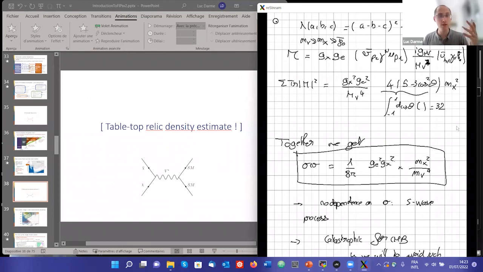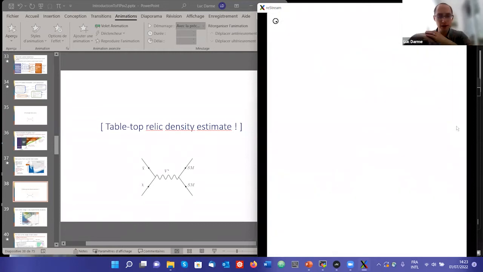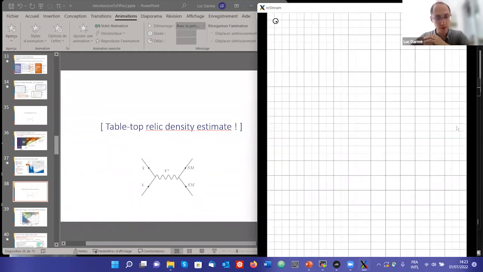This is something that is quite easy to do on the theoretical side, but that you need to take into account. But the second thing is, once we have that, we can try to see what is the actual relic density. So, whoops.